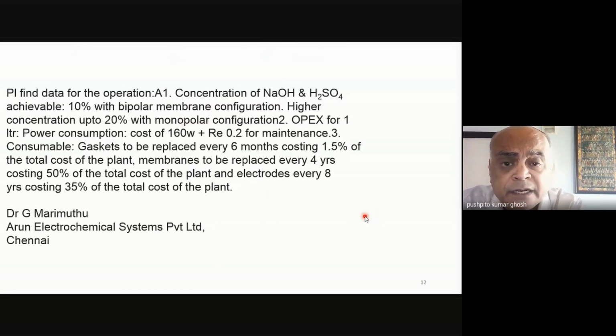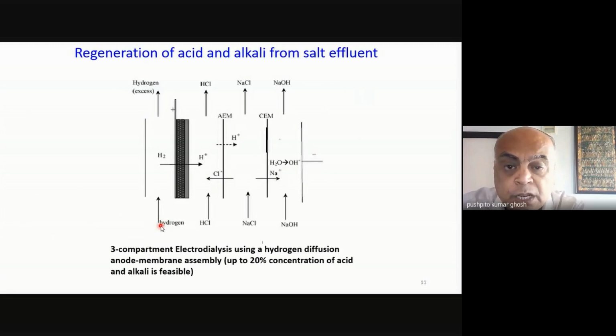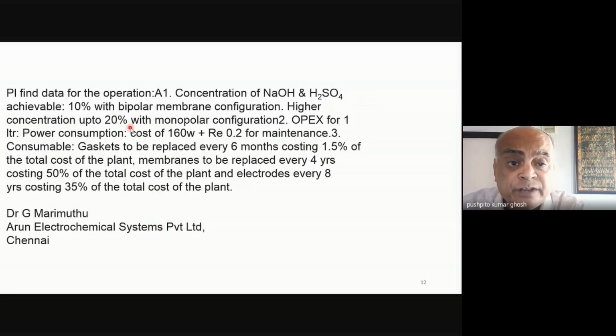Let me tell you that these are not just curious phenomena. There are companies today who are selling this kind of bipolar membrane units. They'll share with you data on what kind of sodium hydroxide and sulfuric acid concentrations you can get. In fact, in this particular approach that I showed you, you can get NaOH and H2SO4 up to 20% concentrations, which is not bad.